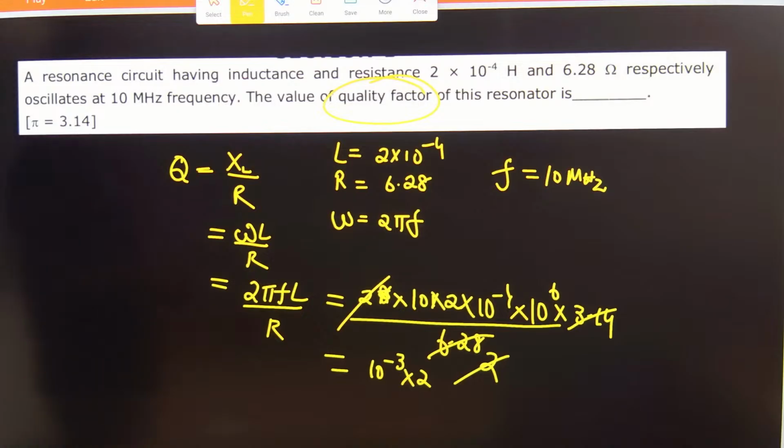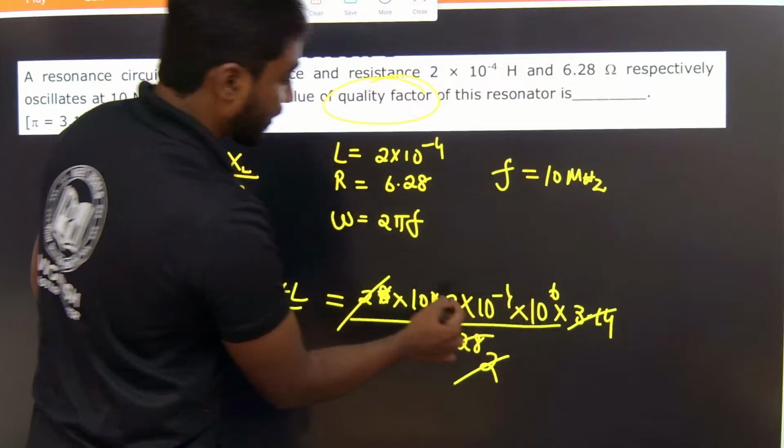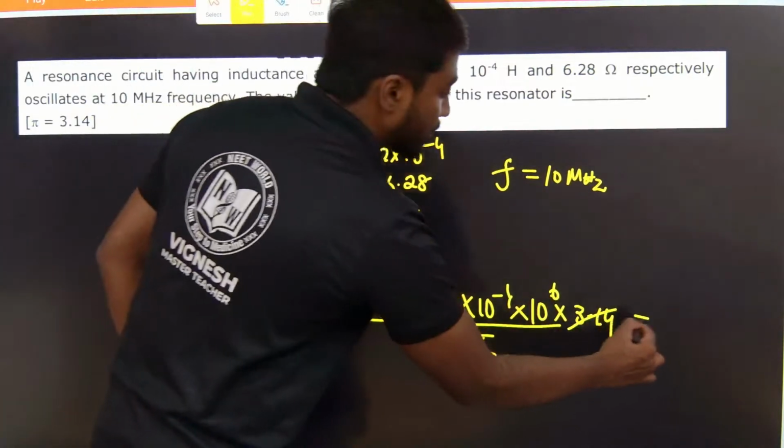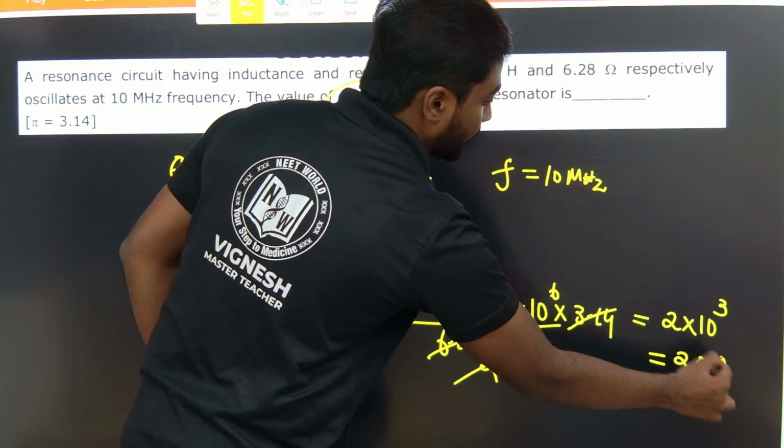It's minus 3? Yeah, it is 3, right? Sorry. So 10 power 6 and 10 power 1 gives 10 power 7, minus 4, no? So 2 into 10 power 3 is nothing but 2000, that's it.